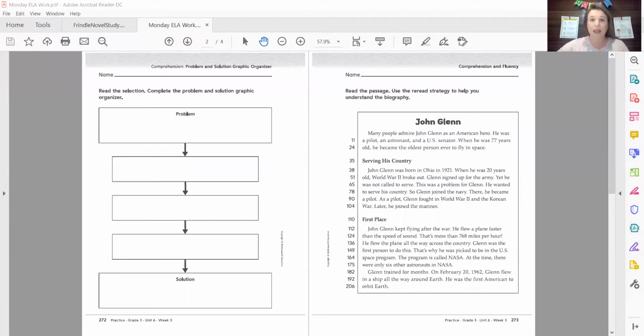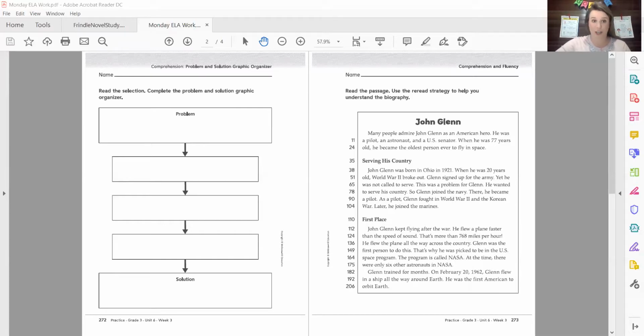And all the chapters will connect into one big story. So here we go, you guys. Today, I had you read a true story about John Glenn. Here is the passage. So John Glenn, you learned, was an astronaut.